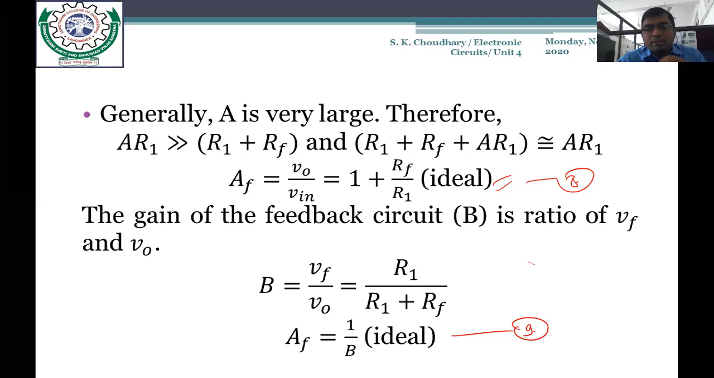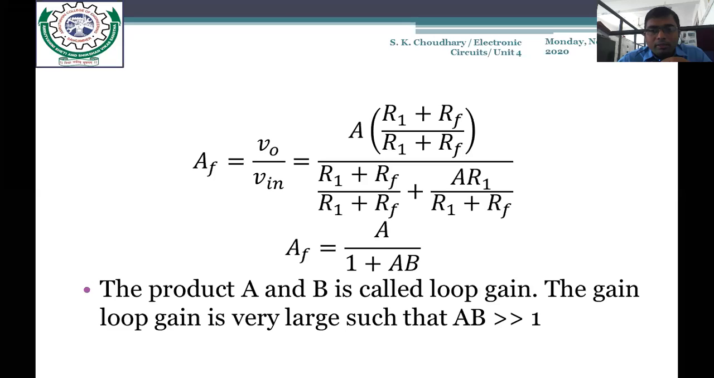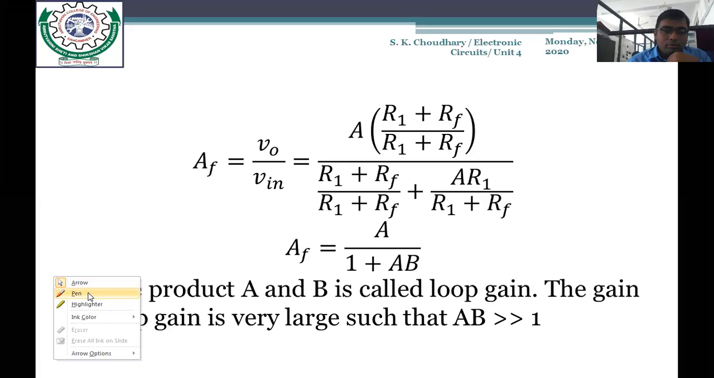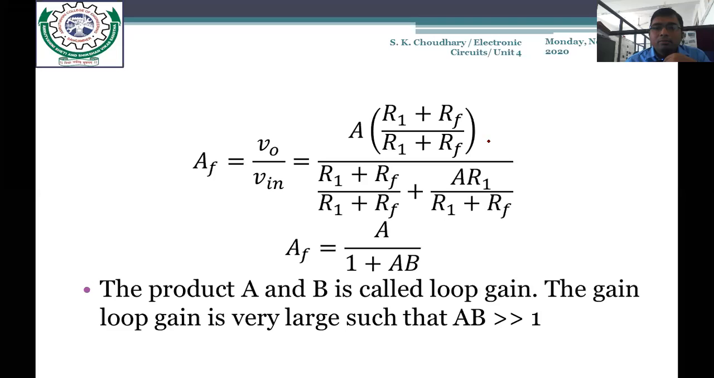So there are three equations I have written, one for the ideal condition and one for the exact condition. You can further modify equation number 7, that is the exact equation we have learned, by dividing the numerator and denominator by R1 plus RF. There, you can see the numerator we have divided by R1 plus RF, and in the denominator the same. So it gives a new equation, and this equation number would now be equation number 10.